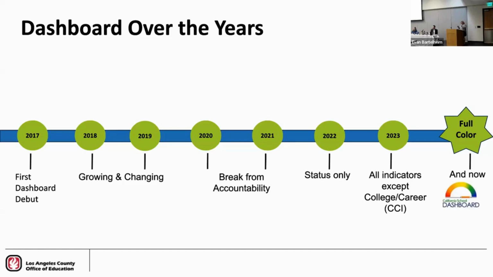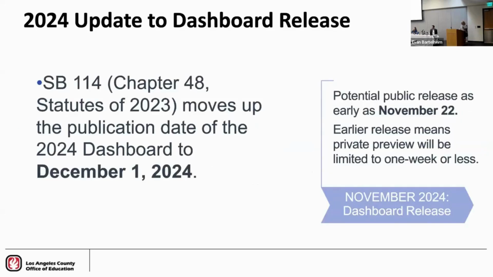If you do recall, in 2017 it came out, and there was a lot of growth and a lot of change, specifically from the CELDT test to what we now have, the ELPAC. Of course, we had COVID, so there's a little bit of a break in accountability. Because of that break, we spent 2022 with status only, and 2023 with all indicators but the CCI. However, this year, in much anticipation, we will return back to color.